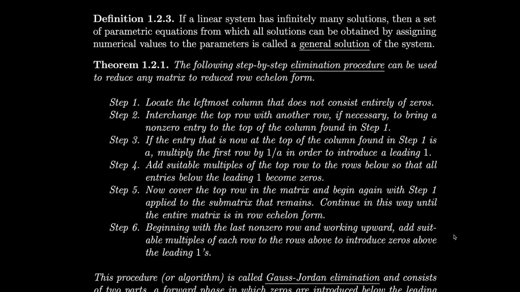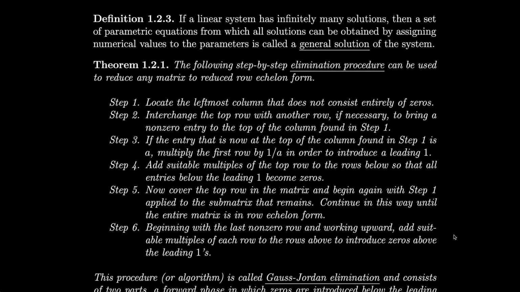If a linear system has infinitely many solutions, then a set of parametric equations from which all solutions can be obtained by assigning numerical values to the parameters is called a general solution of the system. The following step-by-step elimination procedure can be used to reduce any matrix to reduced row echelon form.